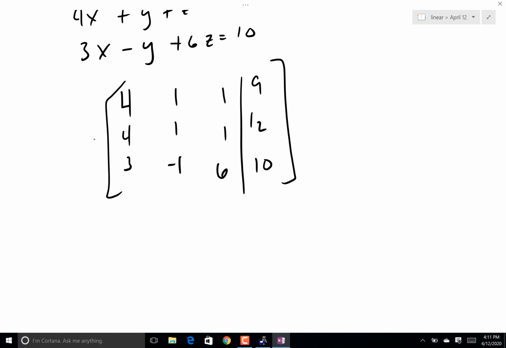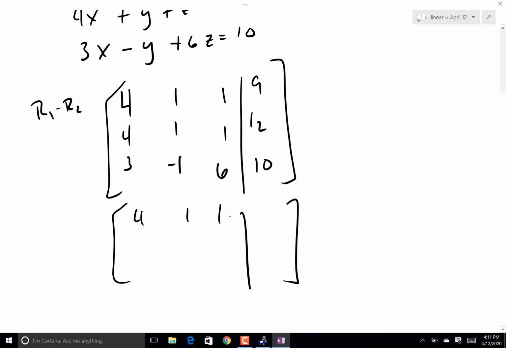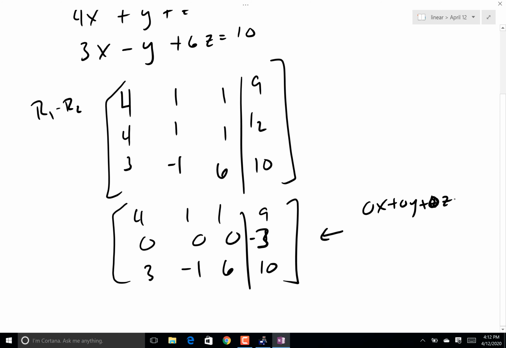Okay. Well, look, I need a 0 here. Well, that's easy. So I got to do R1 minus R2. Cool. Sweet. And I am going to end up with 4, 1, 1, 9, 0, 0, 0, 3, negative. And then this. Here's a problem, friends. This is saying that 0x plus 0y plus 0z is equal to negative 3. Or in other words, 0 equals negative 3. You can't do that. There is no solution.